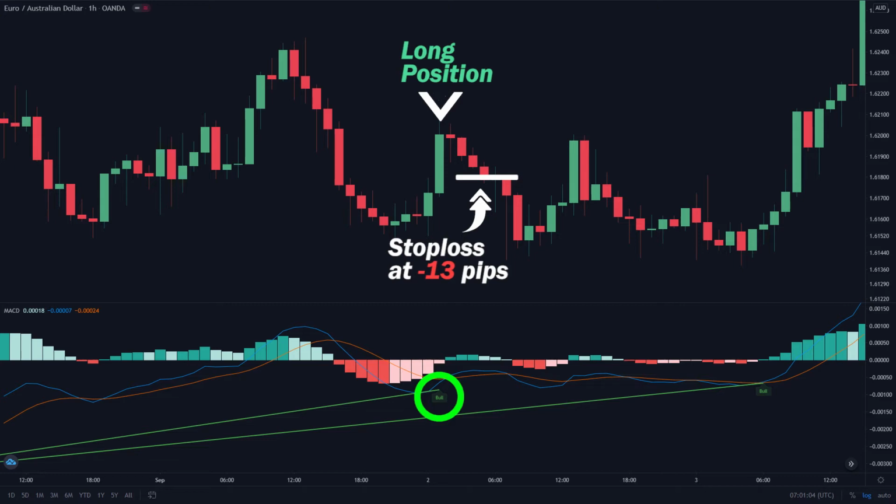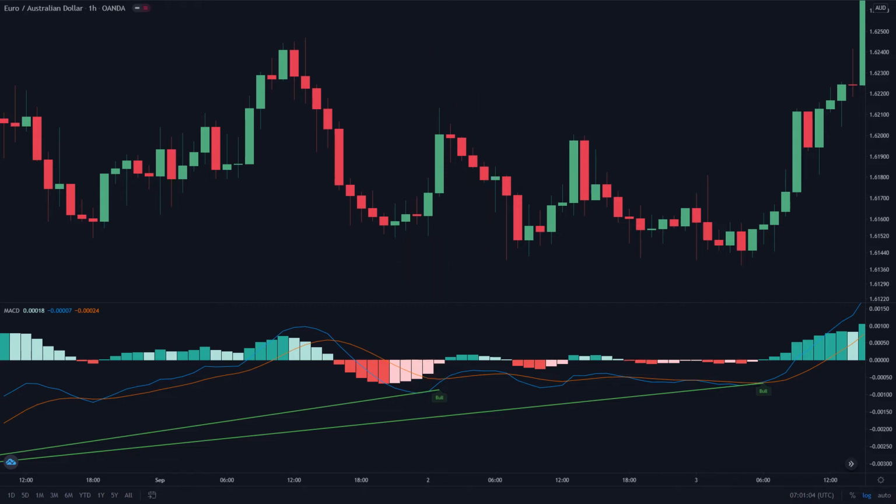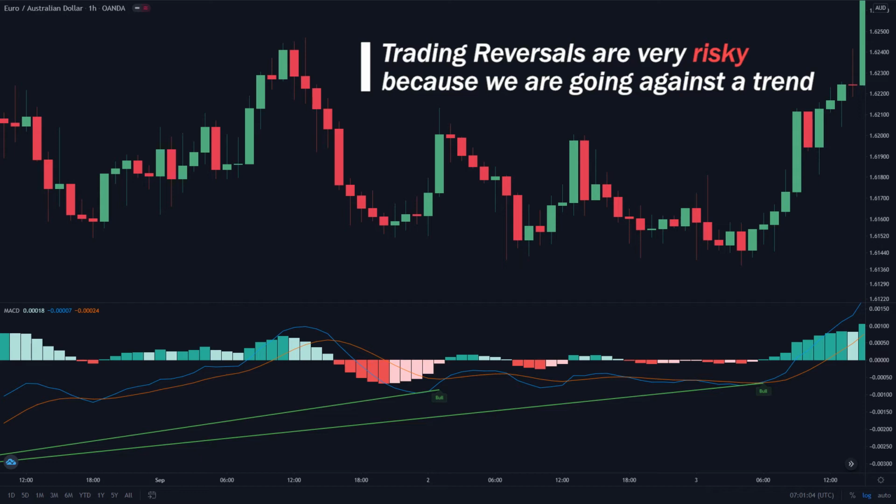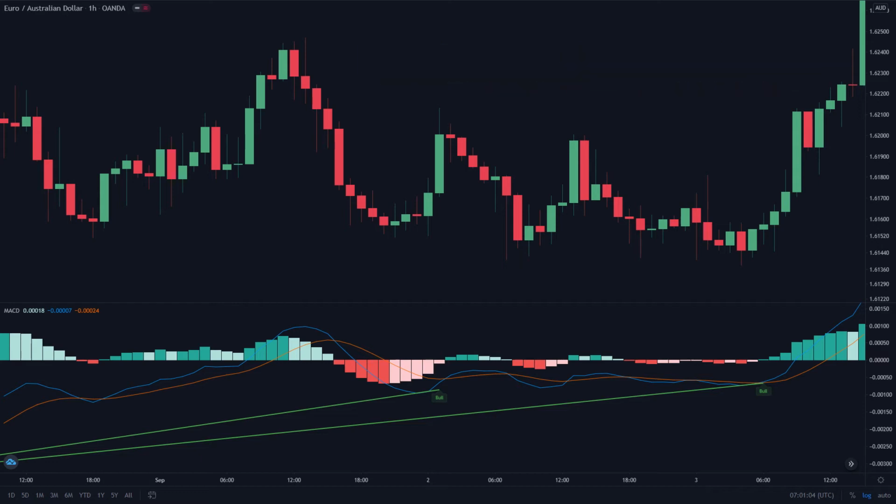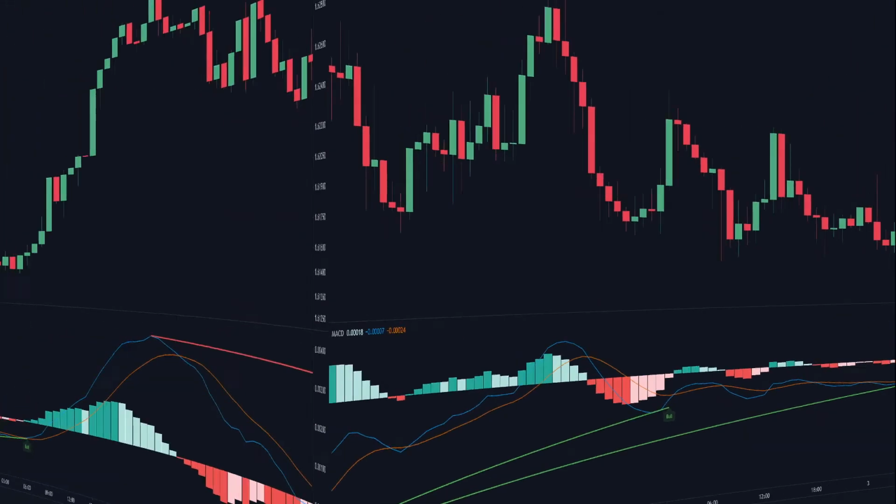So why did I choose a tight stop loss? Well, it's because trading reversals is very risky since we are going against a trend. So I don't want to hold a position against a trend for too long, because if a trend actually continues instead of it reverses, I'd lose a lot of money.